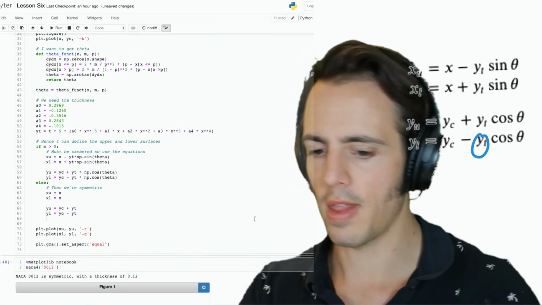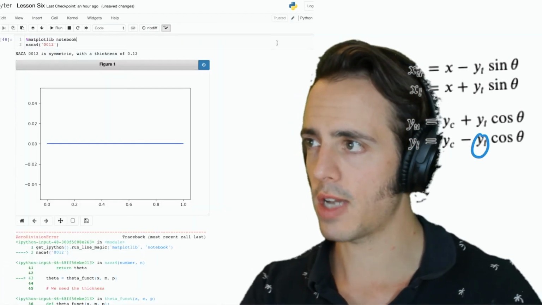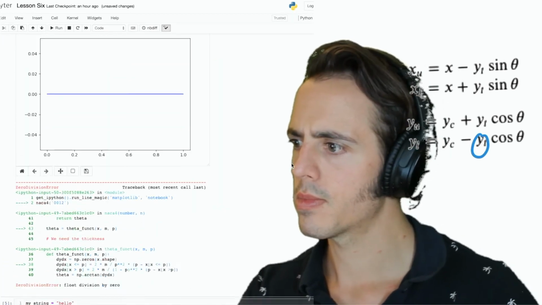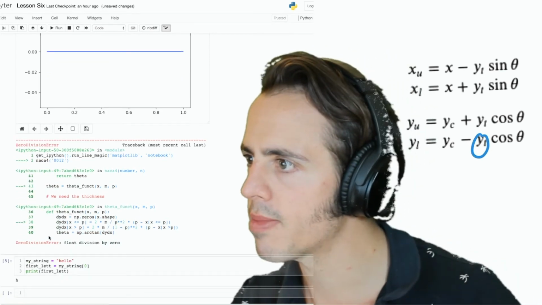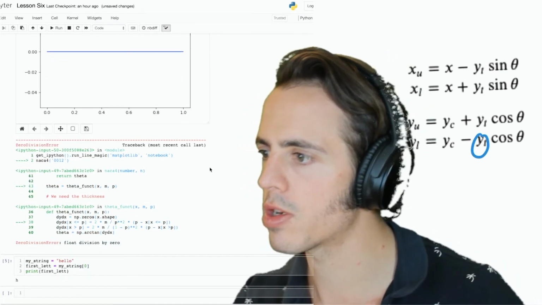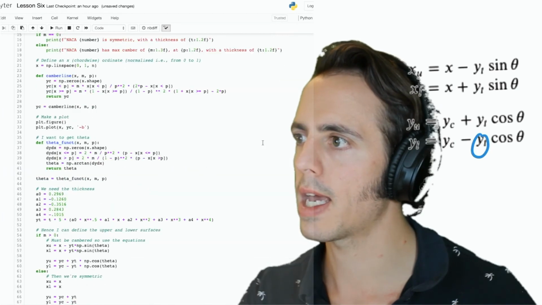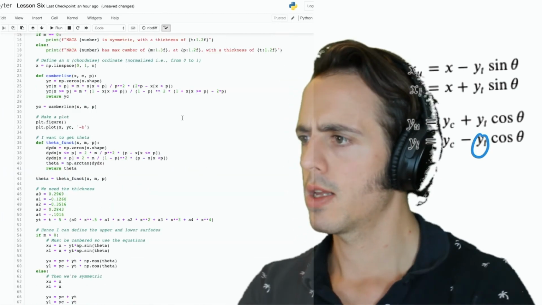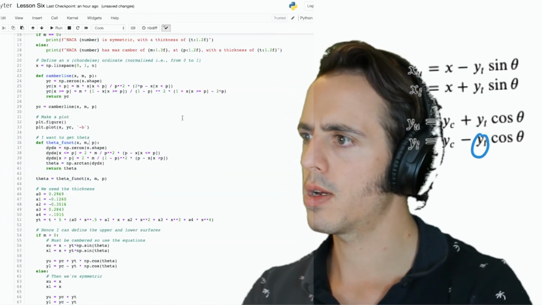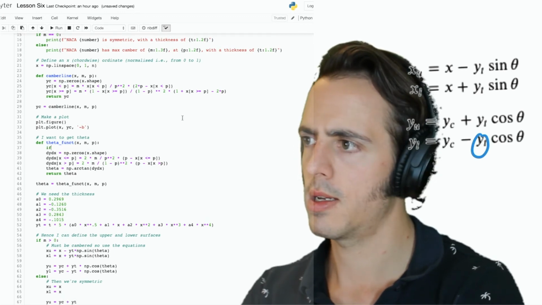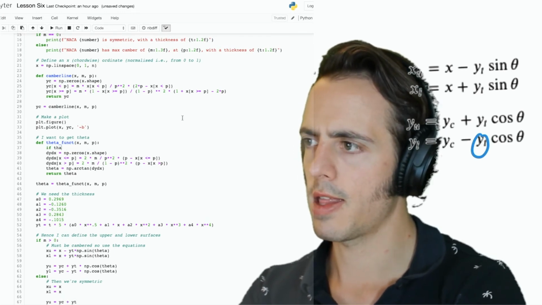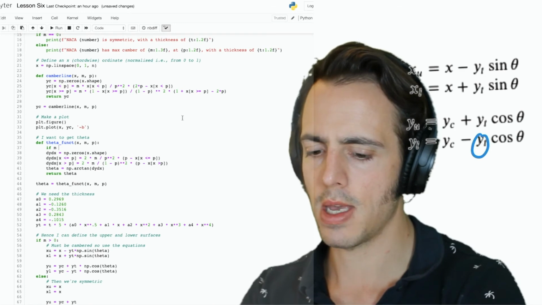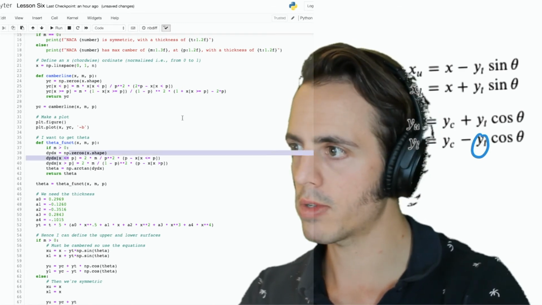So let's try and run this now. Let's see if this works for a symmetric aerofoil. Oh, it doesn't like it. Oh, I've got a division by 0, so yes, we shouldn't do theta in that case. Okay, so let's go in here. I'm going to say that if m is greater than 0, then we can work out theta.